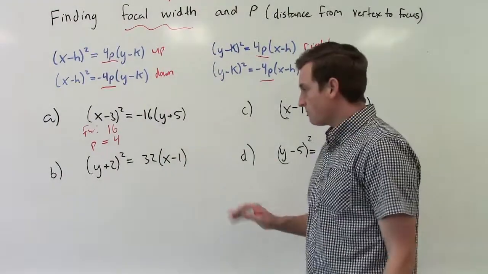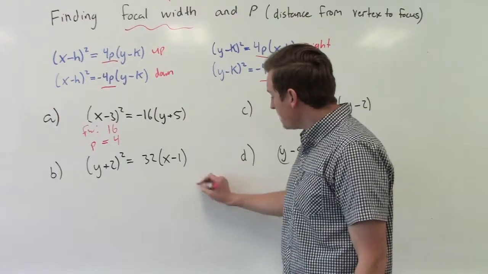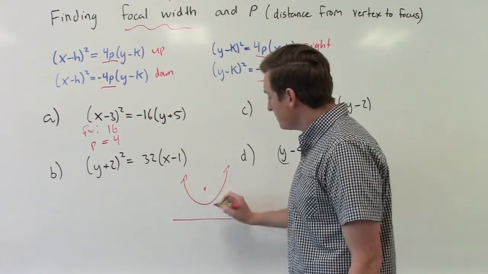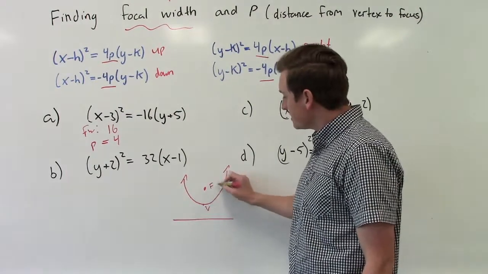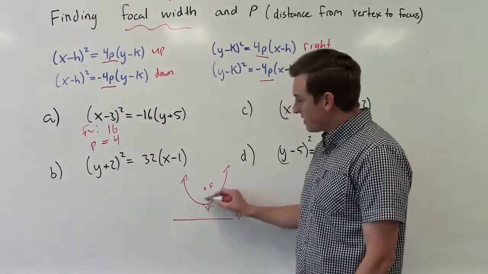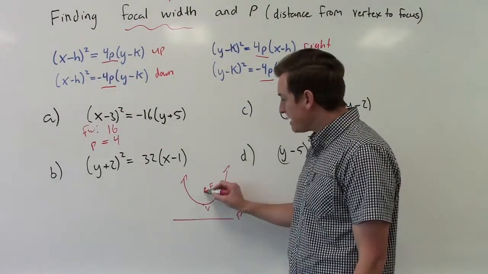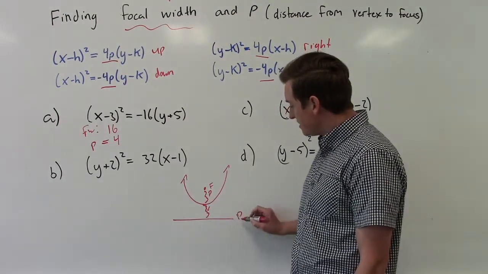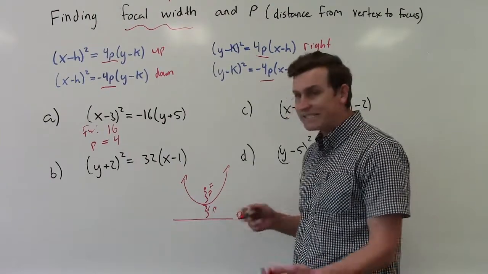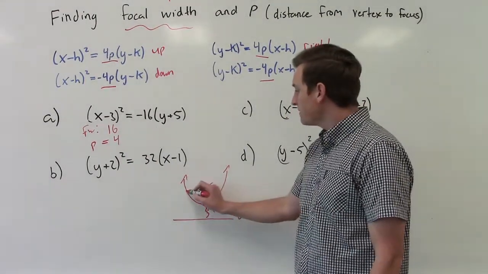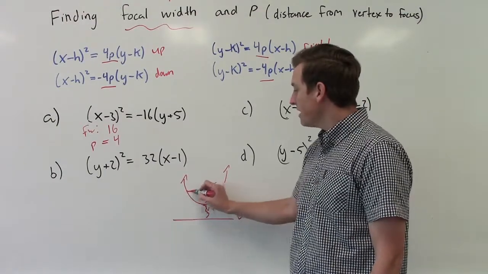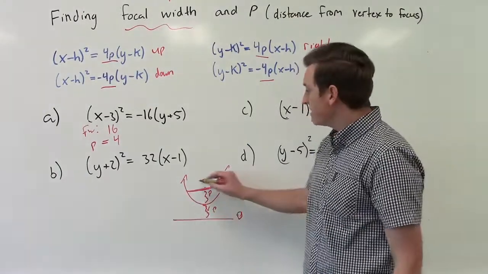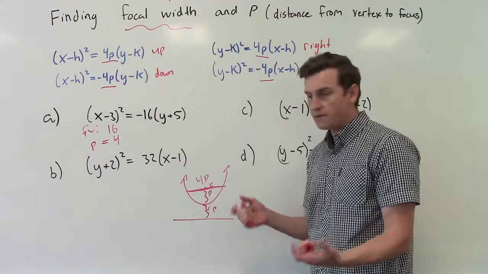Just as a quick reminder here, when we have a parabola, I'll draw you a little picture here. We have the vertex, the focus, and the directrix. This distance right here, from vertex to focus, we call p. And that's the same as this distance from vertex down to the directrix. That's also p, that distance there. And then the focal width is the width of the parabola. If you draw a line through the focus, it's the width of the parabola through that line. And this is always going to be 4p. That's your focal width. Okay?